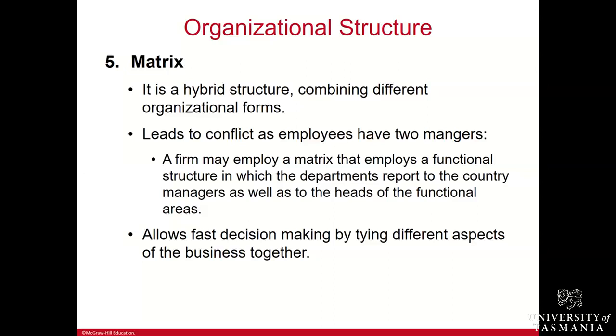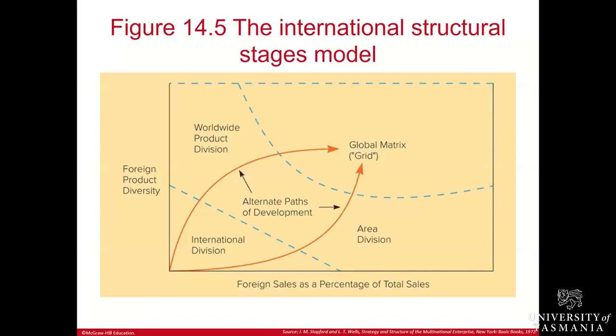That's why this model is quite confusing, and mostly employees don't feel very comfortable understanding all these bureaucratic and hierarchical issues in this model, because it's hard. You have to follow a two-manager system, two managers' orders or requirements, because you need to deal with them as an employee. And it allows fast decision making by tying different aspects of the business together. This is the matrix model.